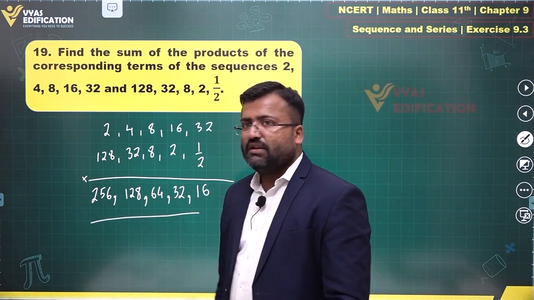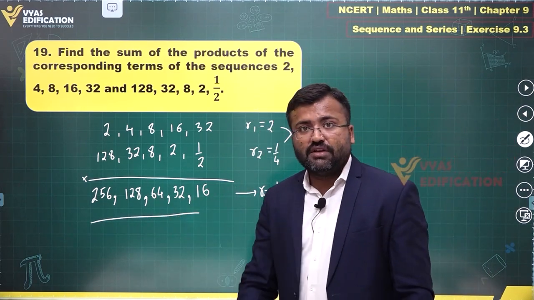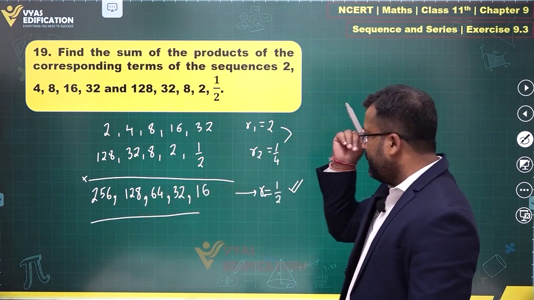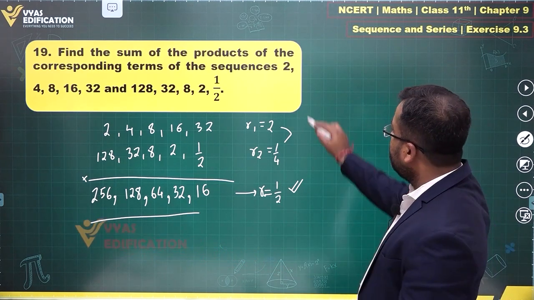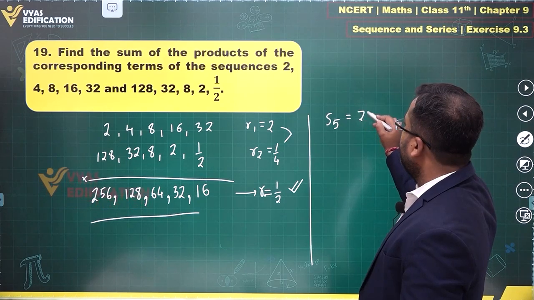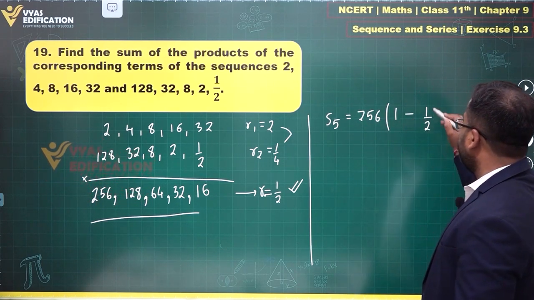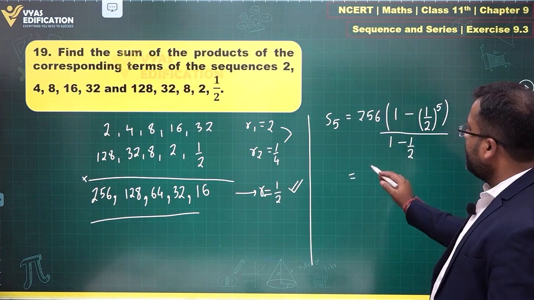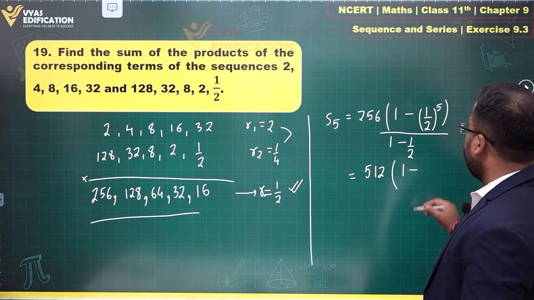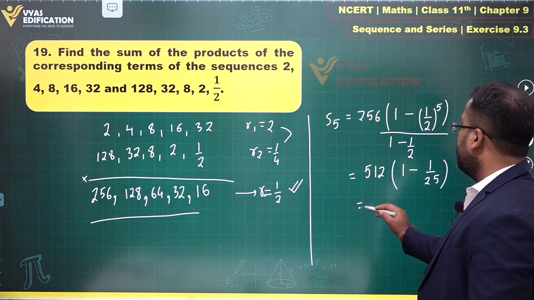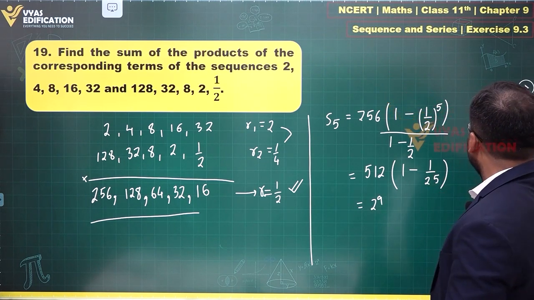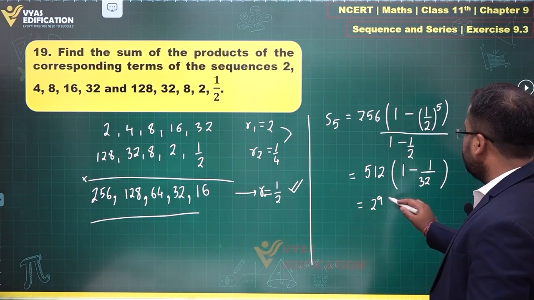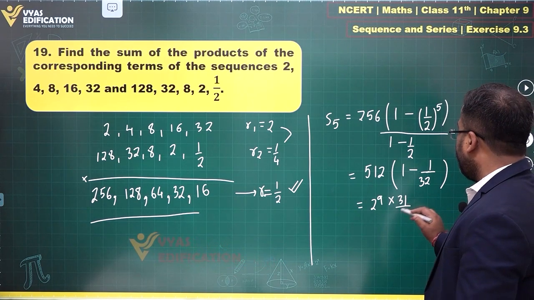So finding the sum is possible if you directly add these few terms, or you can use ideas of geometric progression to find the sum of the first 5 terms, where the first term is 256 and the common ratio is 1/2. So S5 will be the first term times 1 minus common ratio raised to power number of terms, upon 1 minus common ratio. This becomes 256 times (1 minus 1/2 power 5) upon 1/2. This is 2 power 9, and 2 power 5 is 32, so this becomes 2 power 9 into 31 upon 2 power 5.